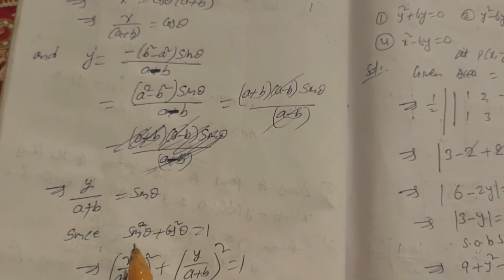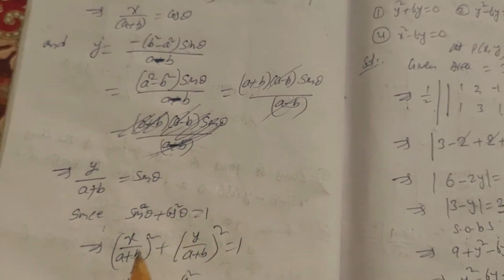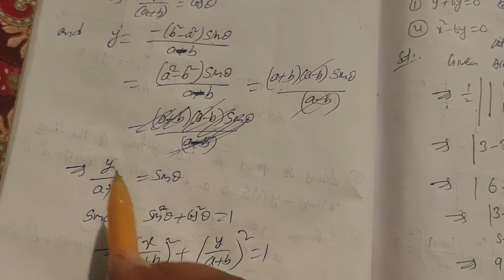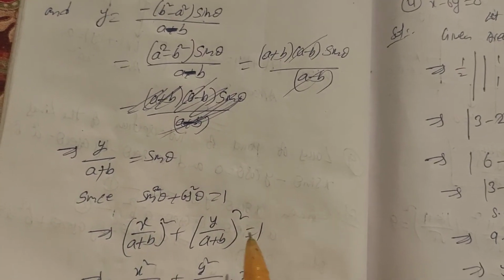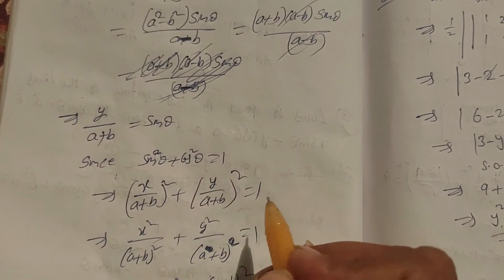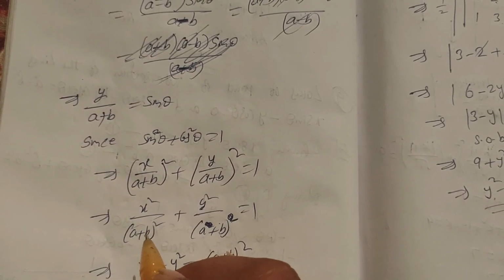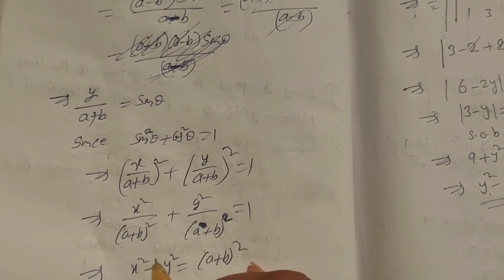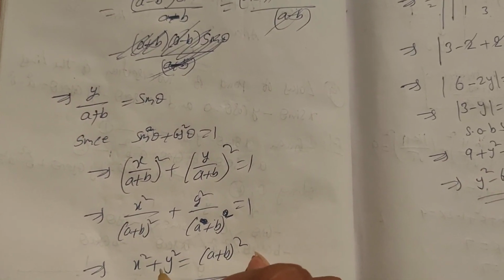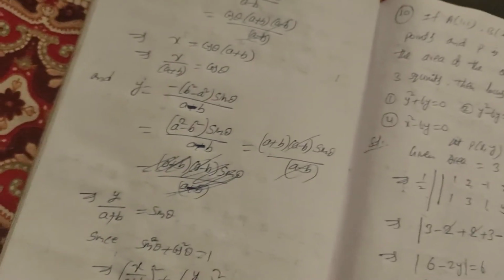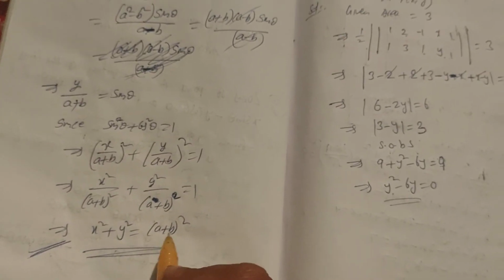Now we have an identity, sin square theta plus cos square theta is equal to 1. So substitute: y by a plus b whole square plus x by a plus b whole square is equal to 1. Expanding, x square by a plus b whole square plus y square by a plus b whole square is equal to 1. So x square plus y square by a plus b whole square is equal to 1. That means x square plus y square is equal to a plus b whole square. This is one of the options, but I forgot to write the options, but the option is there. So x square plus y square is equal to a plus b whole square.